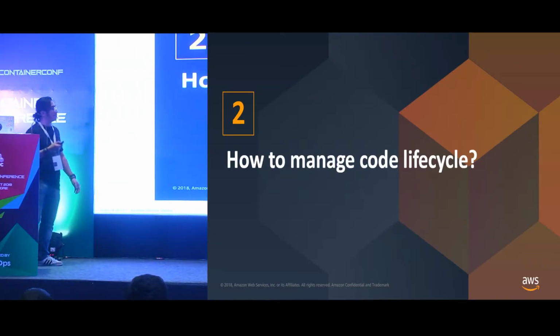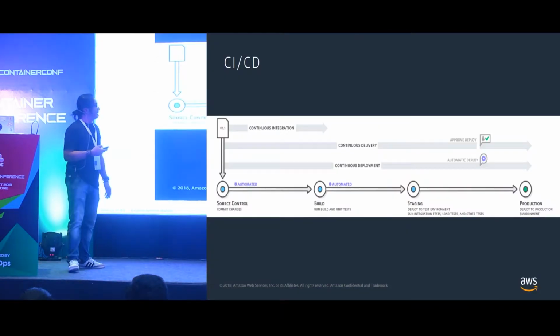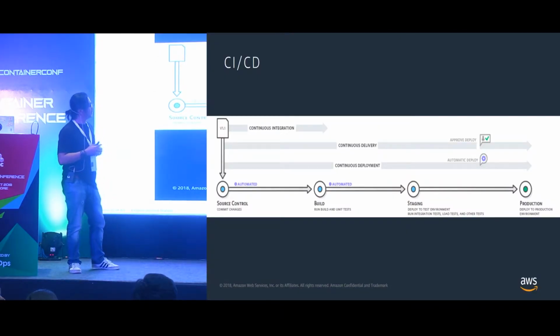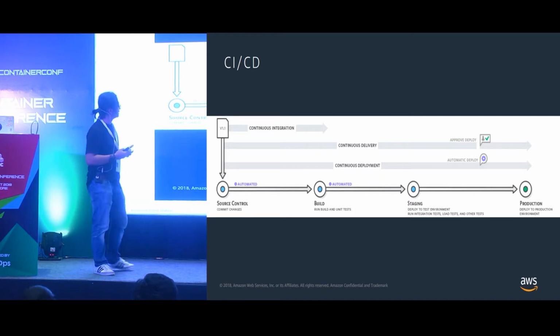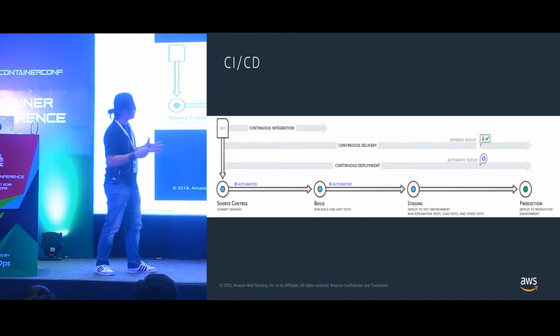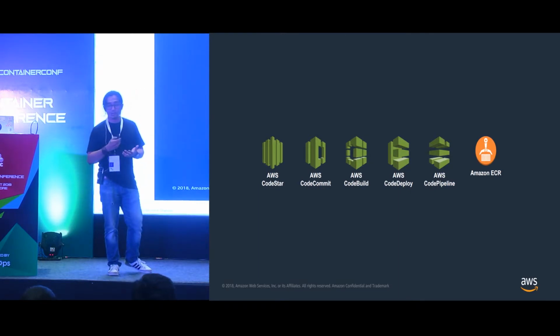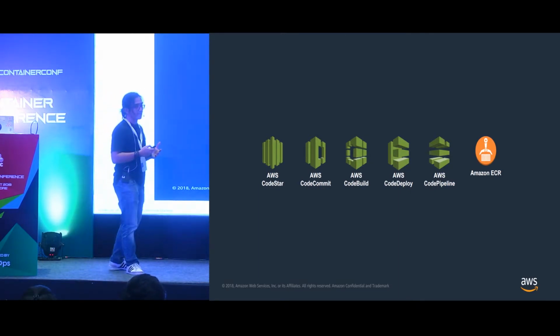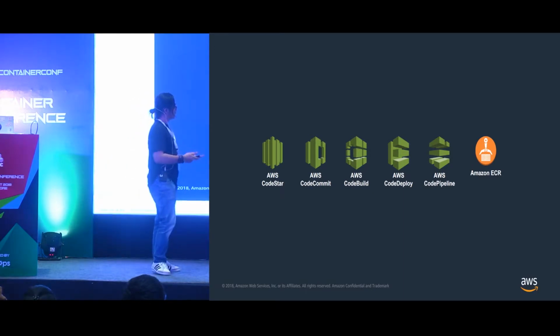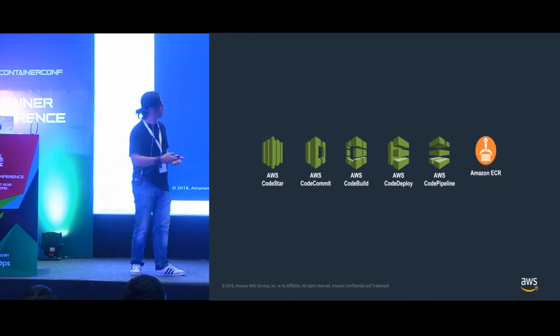Another question is how to manage the code lifecycle. The heart of the modern approach to application development is continuous integration, continuous delivery, or continuous deployment. This diagram shows you the difference between those three terms. I'm going to show you how to do continuous deployment from scratch using AWS Fargate, CodePipeline, and also CodeDeploy. These are the services AWS offers for CI/CD: CodeStar, CodeCommit, CodeBuild, CodeDeploy, and CodePipeline.